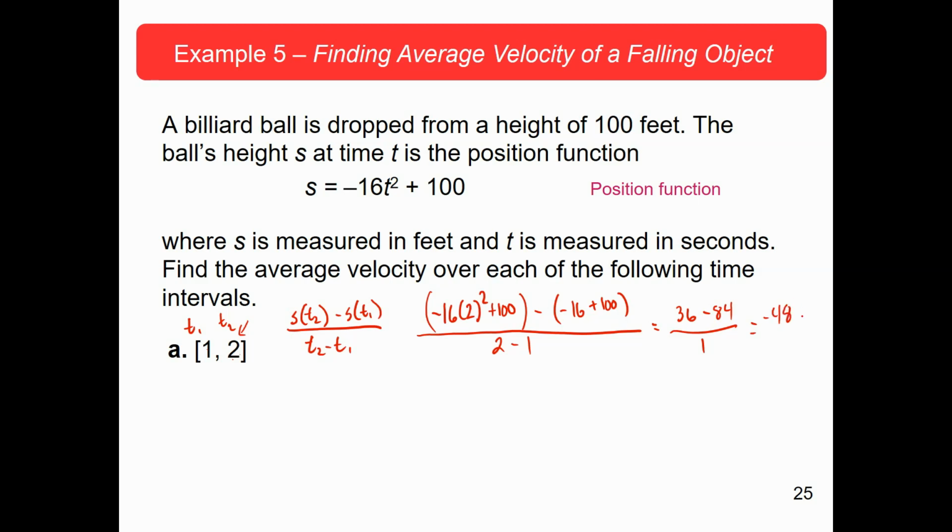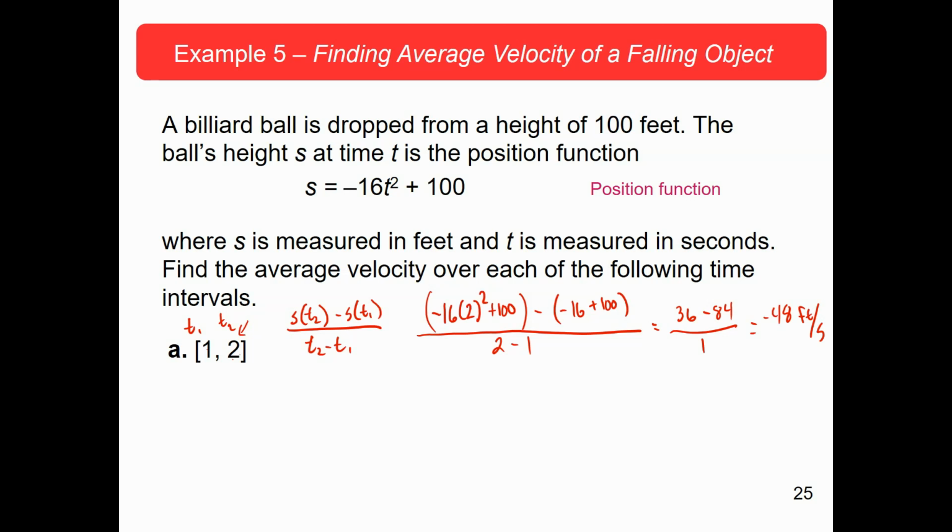And we're talking about feet per second. Now, this is a negative velocity. So what does that mean? Well, it means it's going 48 feet per second in the negative direction. So in this case, since we're talking about dropping something, we're talking about up, down. So that means it's going down at a speed of 48 feet per second.